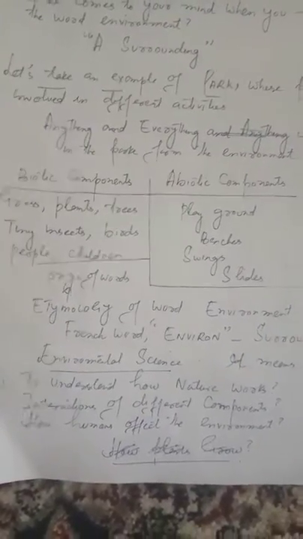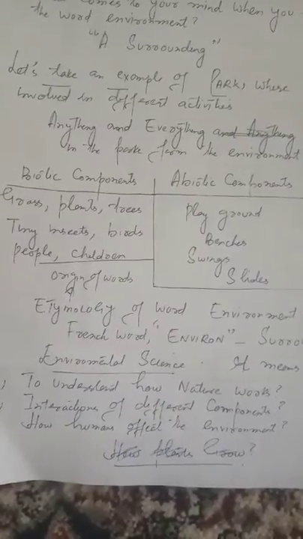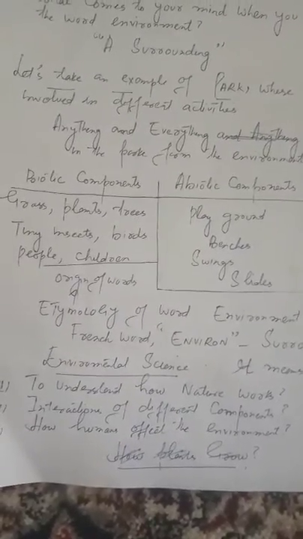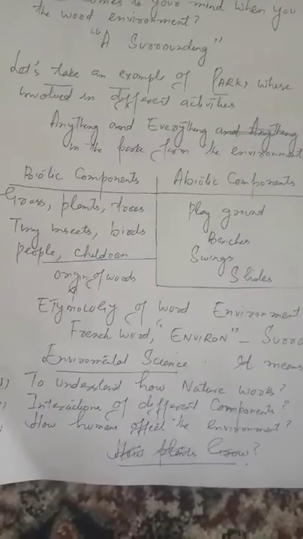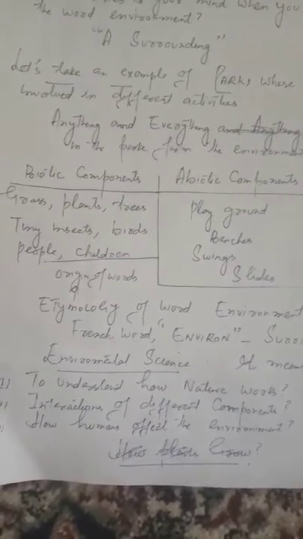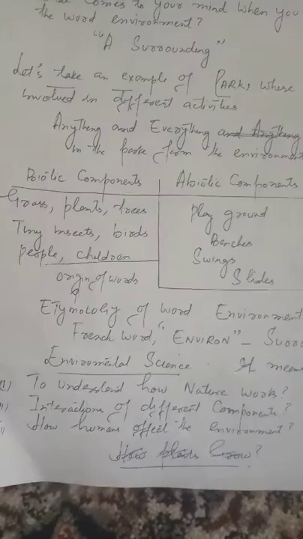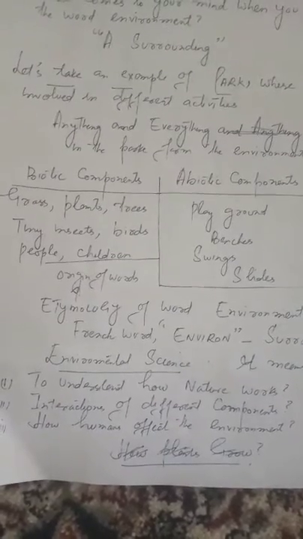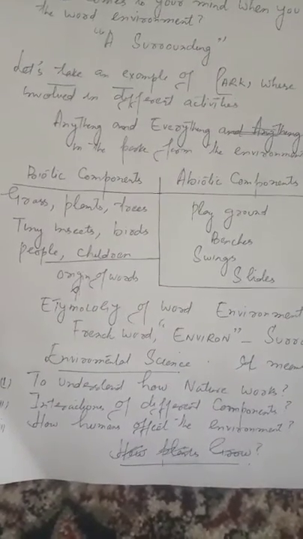So we come to the conclusion that environment consists of two basic components. Number first is biotic components. Number second is abiotic components.